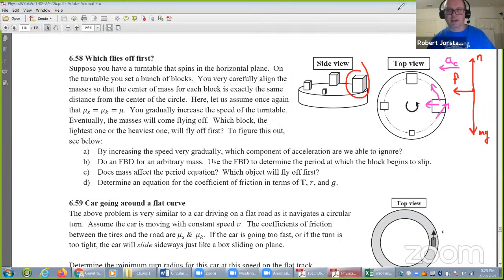Oh, there's somebody in the chat. Okay, let's check it out. N equals mg, right on. Perfect. Thank you. Nice job, Jesus. N equals mg. Smart move. Take the easy one. Actually, the other one's not too bad. What do we get from these two? Somebody else.